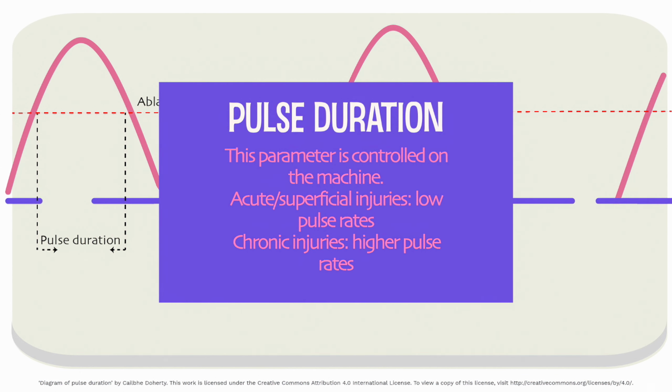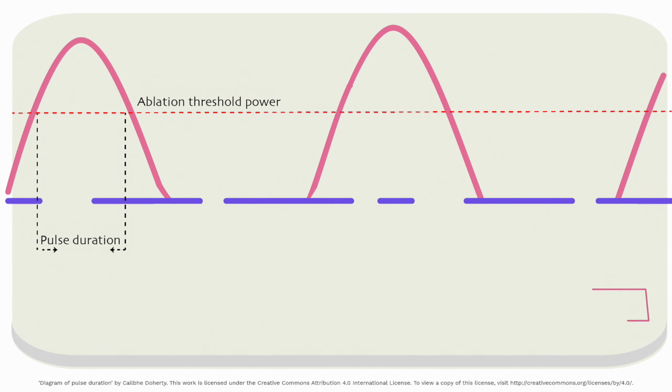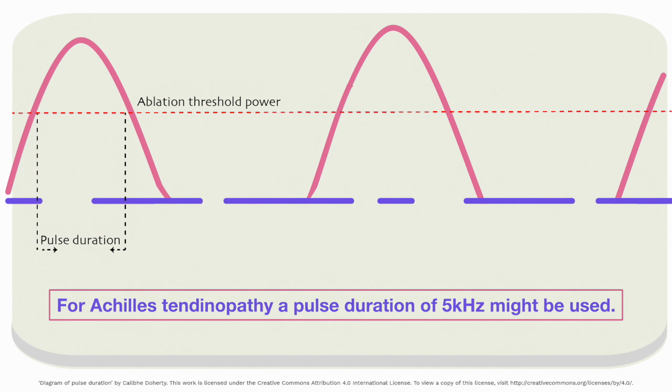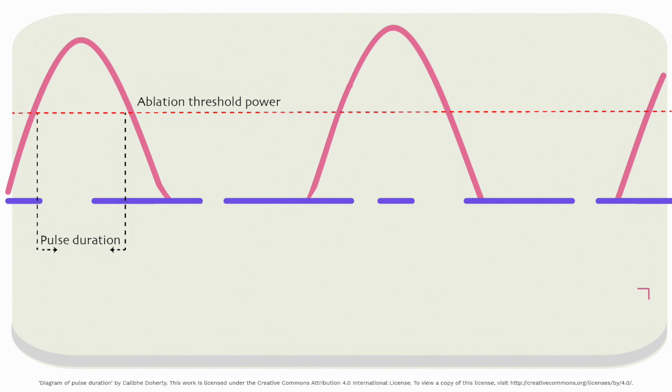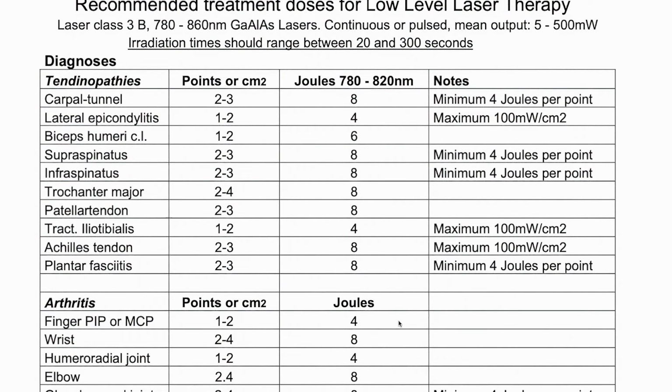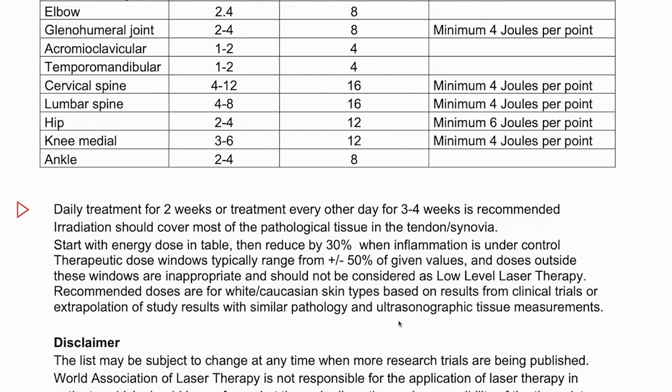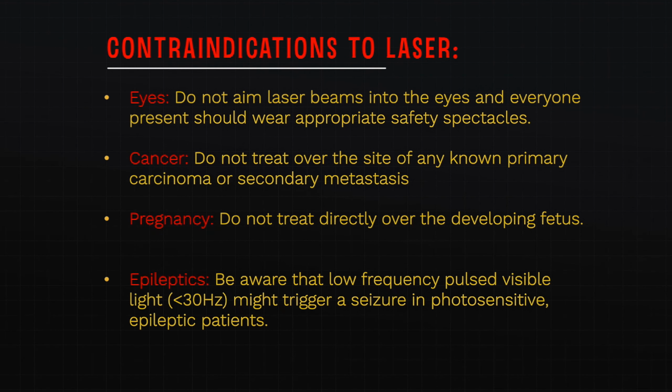Generally, for more acute and superficial injuries, low pulse rates are used, while higher pulse rates are preferred for chronic conditions. Taking this example of Achilles tendinopathy, which would be considered a chronic condition, a pulse duration of 5 kHz might be used. Treatment might be performed daily for 2 weeks or every other day for 3 to 4 weeks. Contraindications, according to the North American Association for Laser Therapy, are presented on screen.